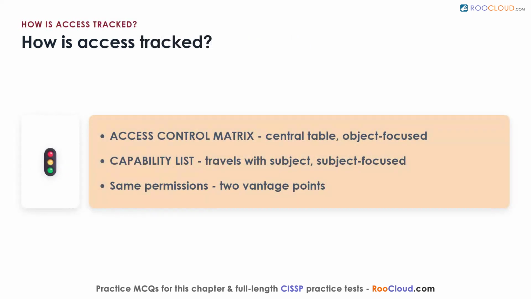How does the system keep track of who can do what? Two structures organize the same facts from opposite angles. An access control matrix is a central table crossing every subject against every object, listing the exact access each one holds. A capability list flips the view and travels with the subject, carrying a token that says which objects that user or process may reach. The matrix is object-focused, mapped from the resource outward. The capability list is subject-focused, mapped from the person inward. Same permissions, two vantage points.